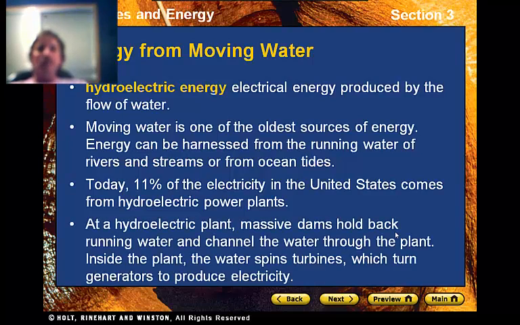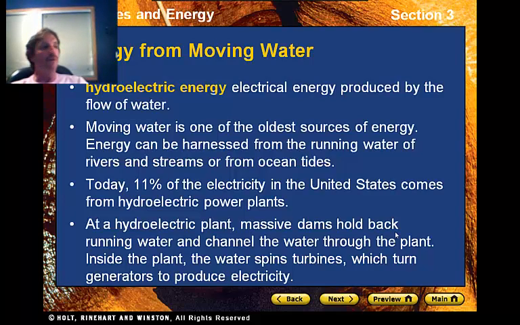So you get dams that hold the water, channel the water through the plant, turns the turbine, which generates electricity. You're noticing a pattern, I assume. I hope, anyway. It's kind of blurry. There it goes.